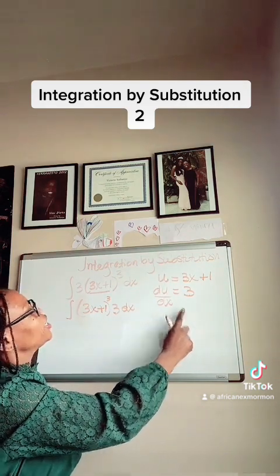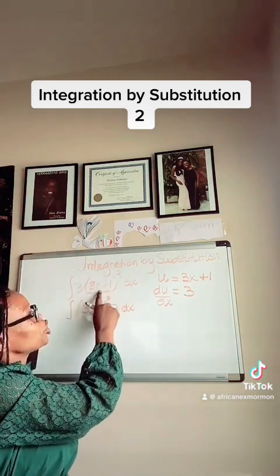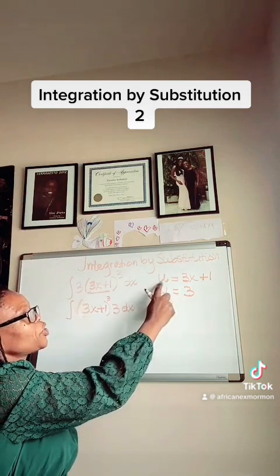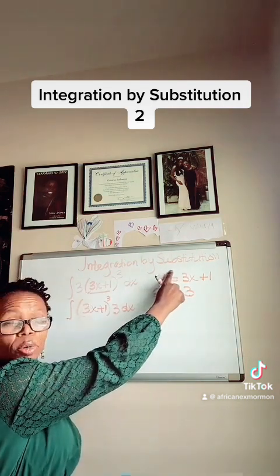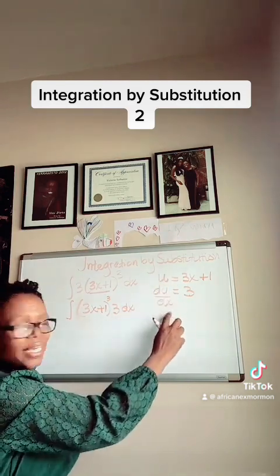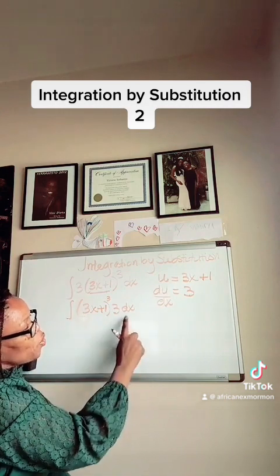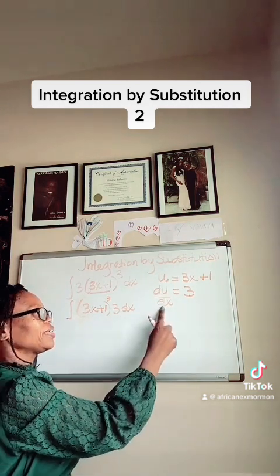We decided, okay, since the biggest wrinkle is here, let's substitute this 3x plus 1 with u. Because we can integrate u to the power 3, that's no problem, that's where we started. We did that. And then our du dx is 3. Now, what resemblances do you see between this and that?